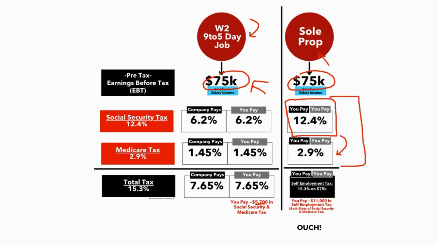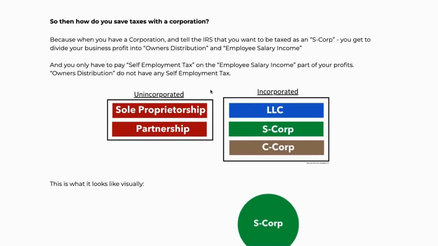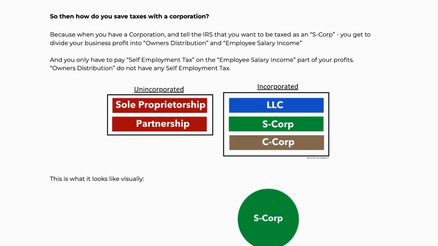Okay. And so this is what we're talking about when we talk about corporations. How does a corporation save you on taxes? Because when you have a corporation, you tell the IRS, let's say hypothetically, let's just use an example. I'm going to use the S Corp as an example. It doesn't matter which one you use, but we're going to have a whole separate training section about LLC. So for right now, I'm just going to talk about the S Corp.